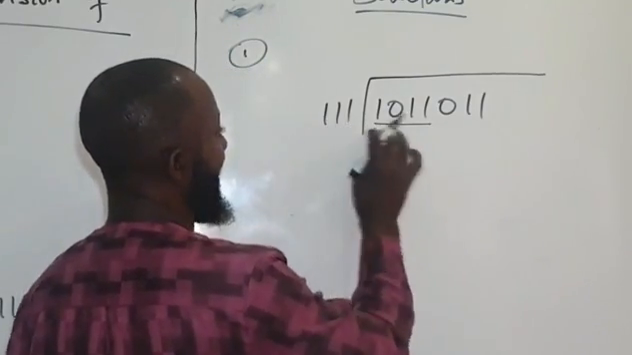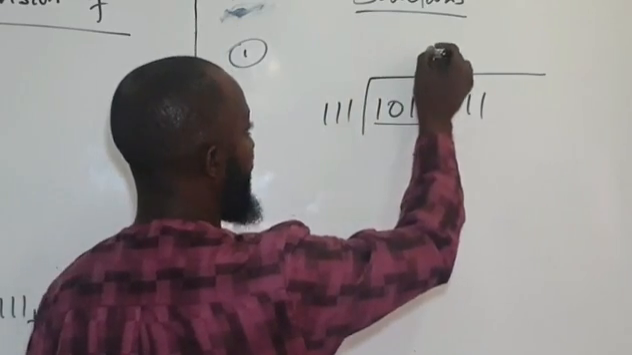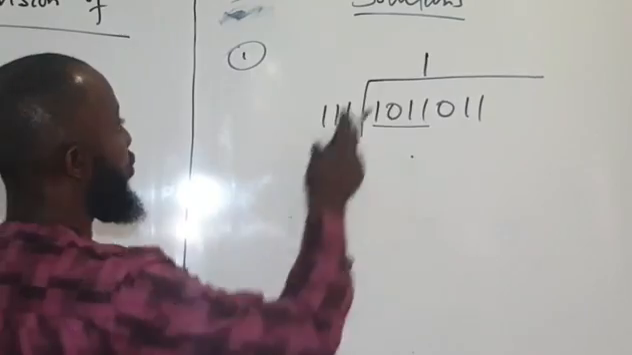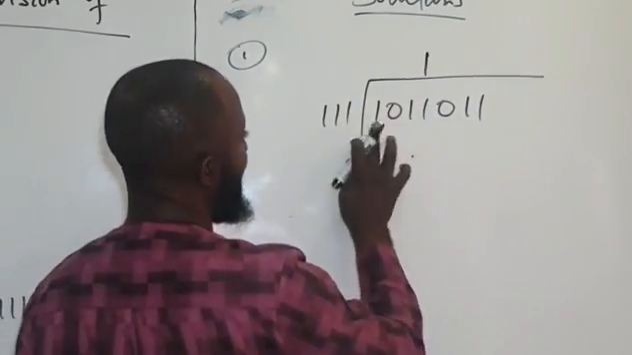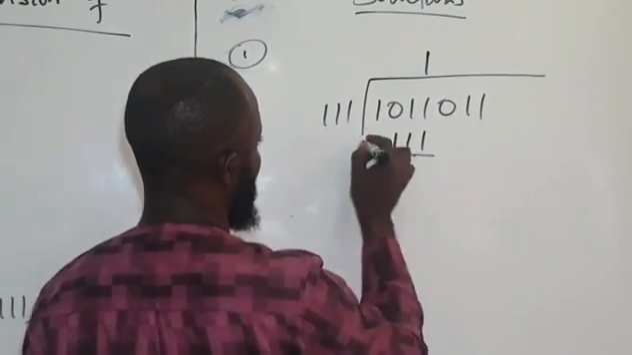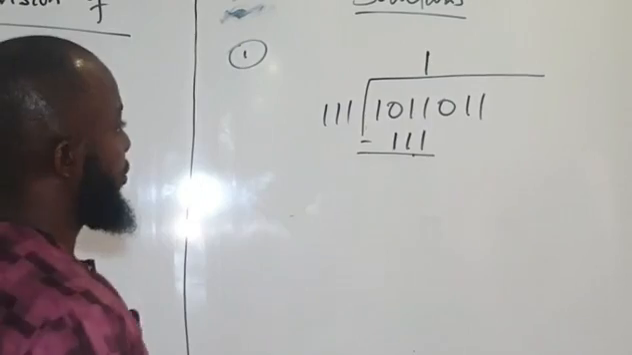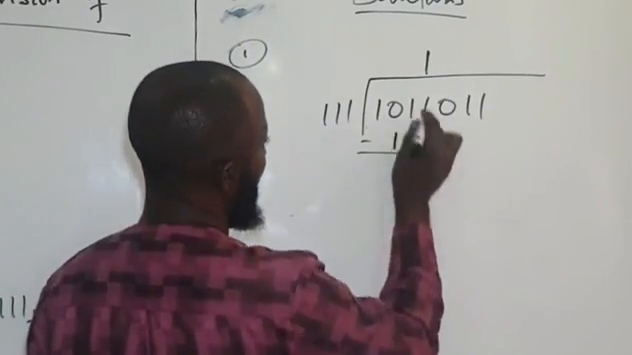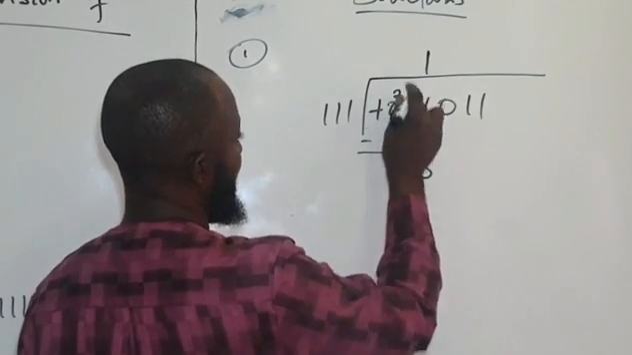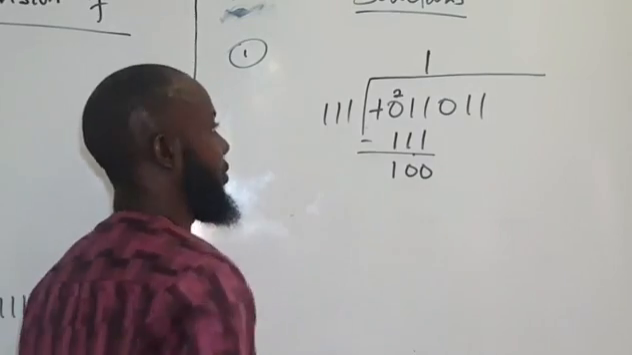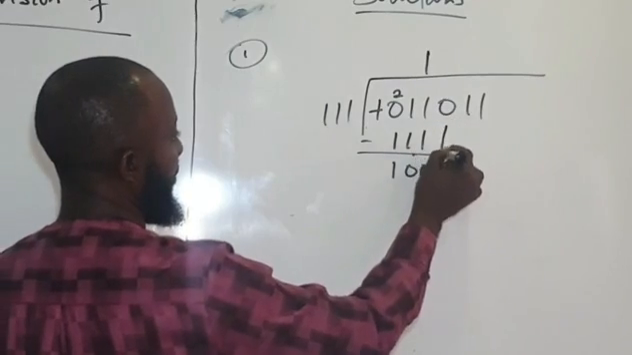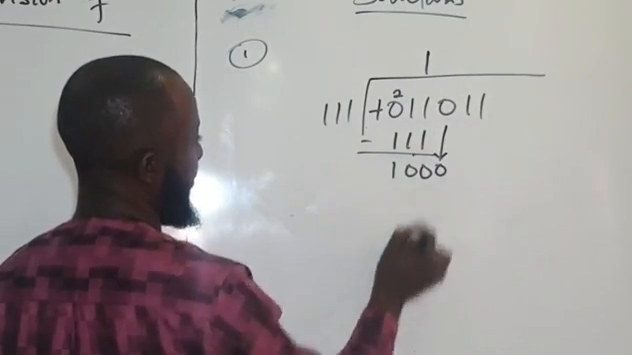So we see this in this one will always be what? 1. Right? So 1 multiplied by this will give us 1 1 1. Then we subtract. So 1 minus 1 gives 0. 1 minus 1 gives 0. Then this one we borrow 1. This becomes 2. Then this becomes what? 1. 100. Is that clear? Then we bring this 0 down.